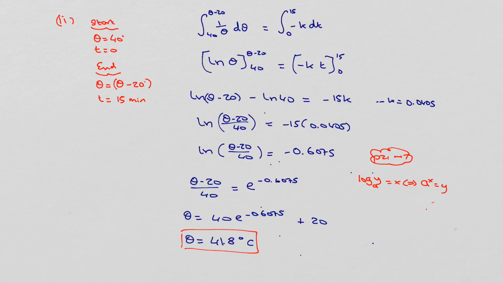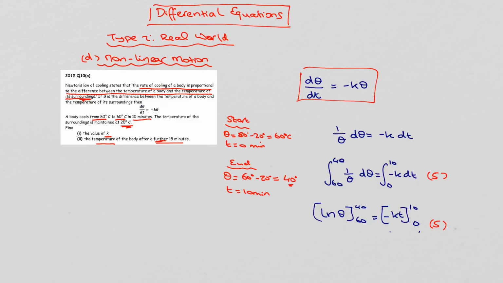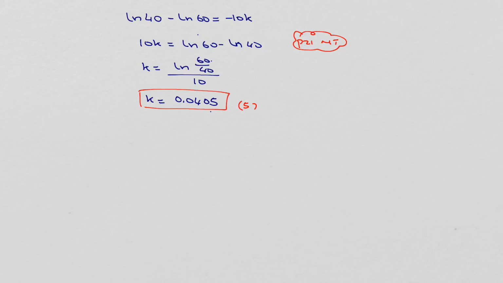Okay, and there was 5 marks again for setting up and integrating, and 5 marks for getting it out totally right, and therefore that was 25 marks. So a nice question. Once you've seen a few of these non-linear ones, they become very, very nice. Okay.